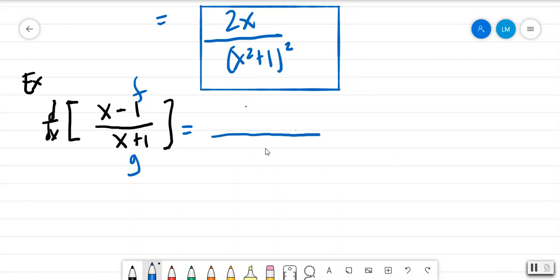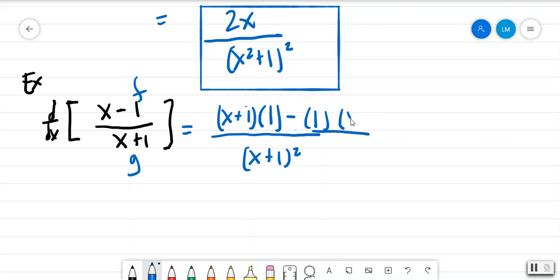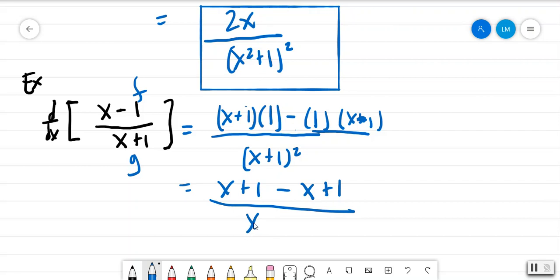Okay, so essentially I have x plus 1 to the second power, and then I have x plus 1 multiplied by 1 minus 1 from the derivative of x plus 1 multiplied by x minus 1. Okay, so what this does is it gives me the following: x plus 1 minus x plus 1 all divided by x plus 1, and that's squared. Now all of this simplifies to 2 divided by x plus 1 to the second power.